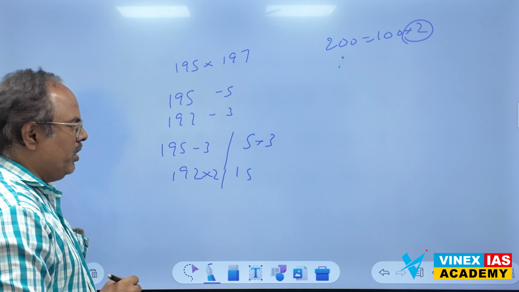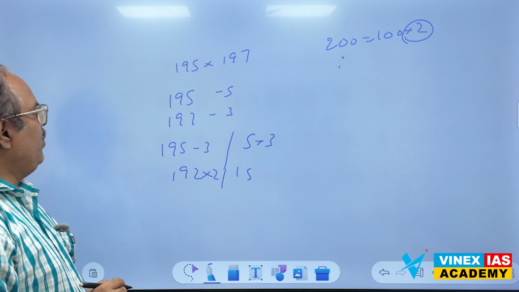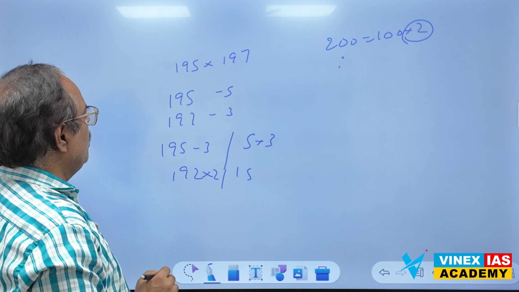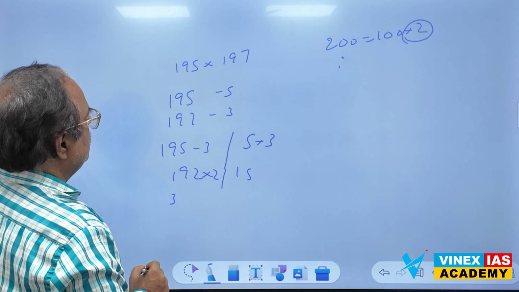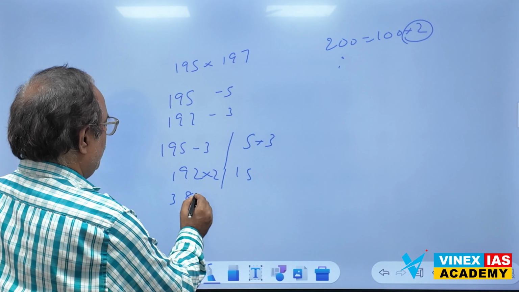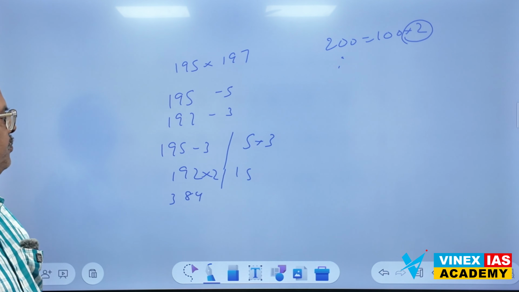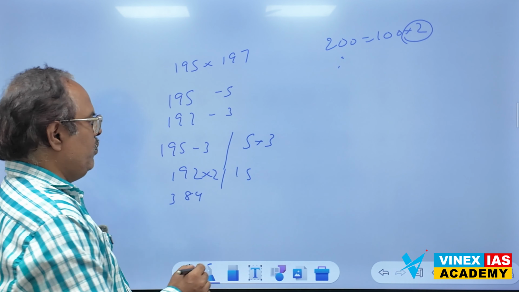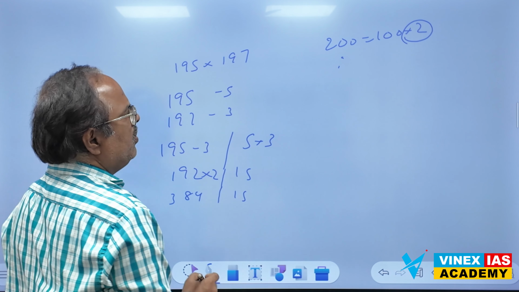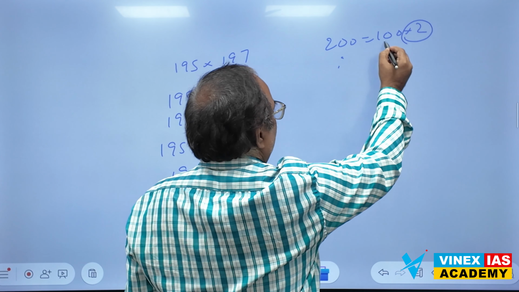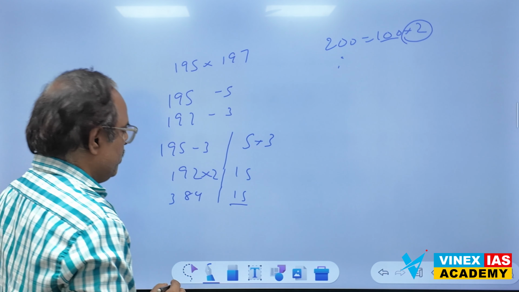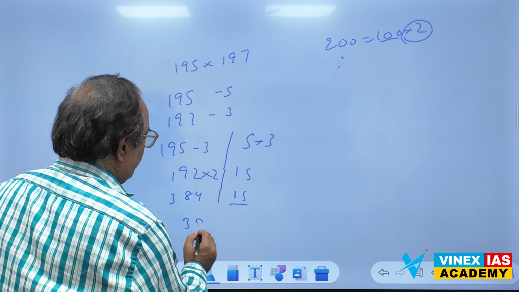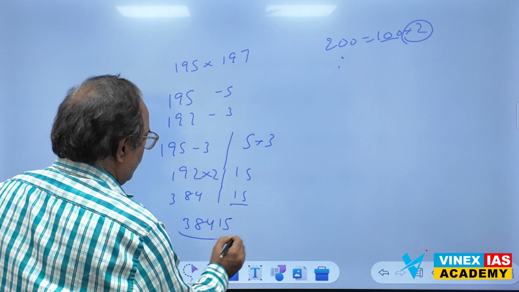So our left part will be 192 into 2, which is 384. And right part is 15. Since our main base is 100, you can have 2 digits on the right side, so no change is required for the right side. So our final answer will be 38415.